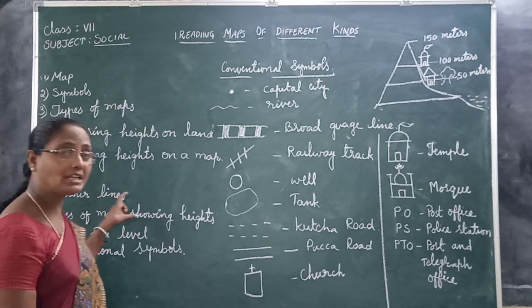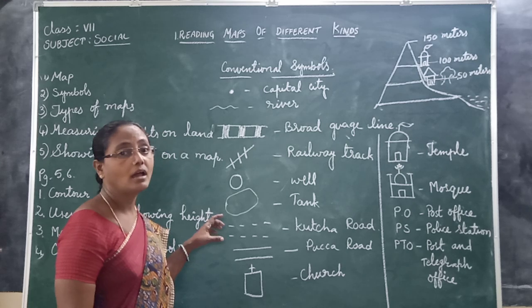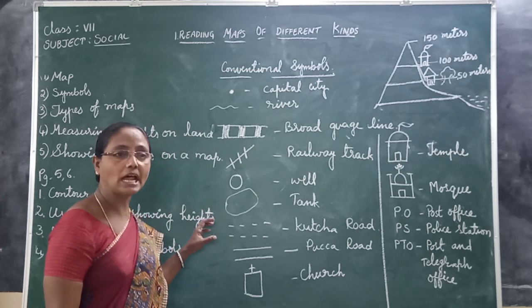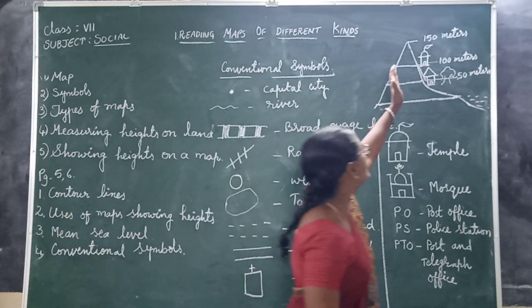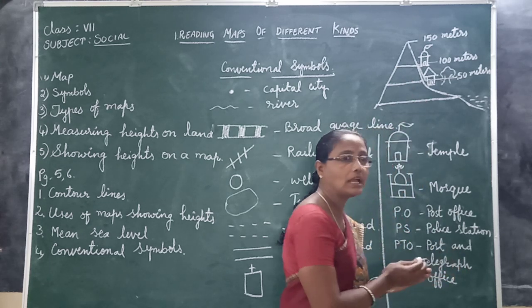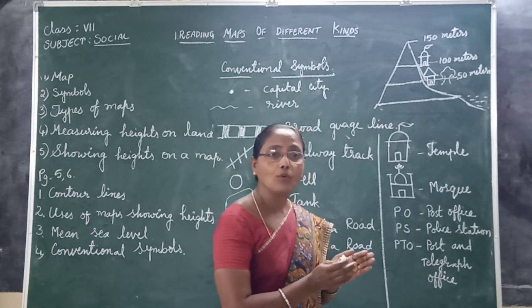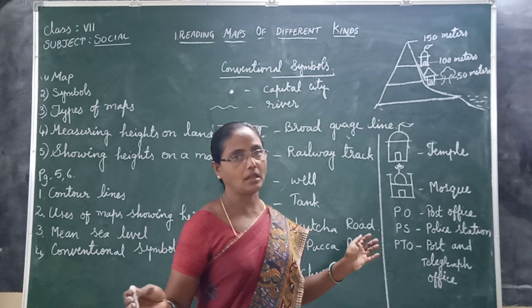Okay. The distance between two contour lines depends upon the landscape. If the land is steep, the contour lines will be near to each other. If the land is gentle, the contour lines will be far from each other.